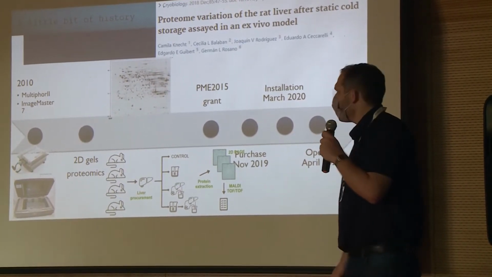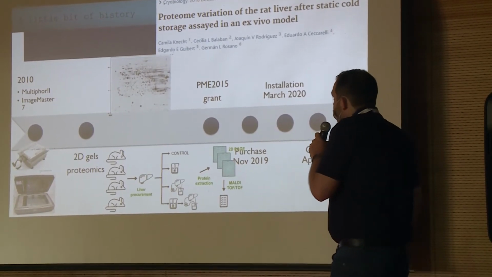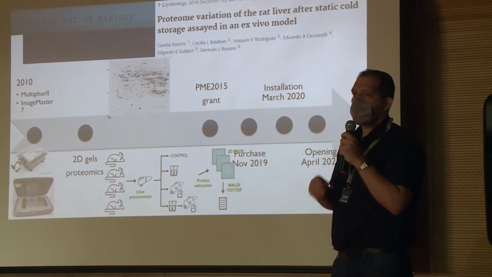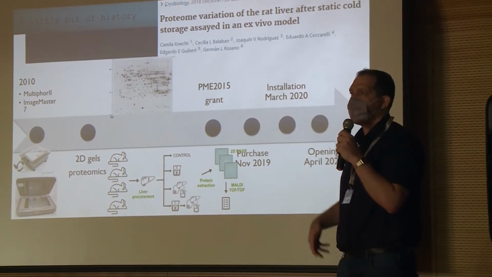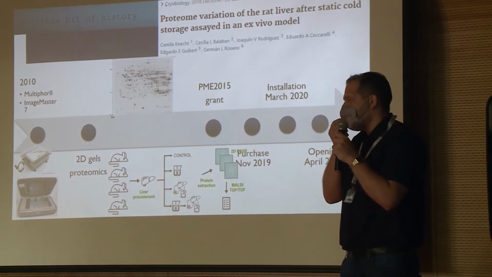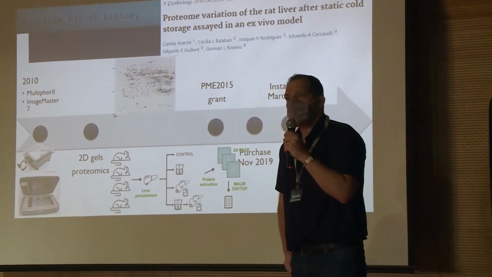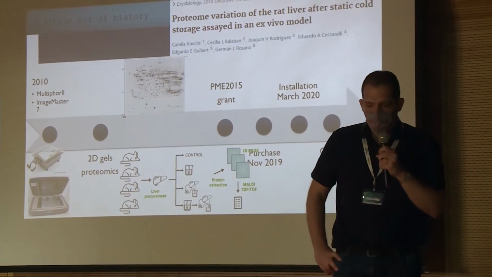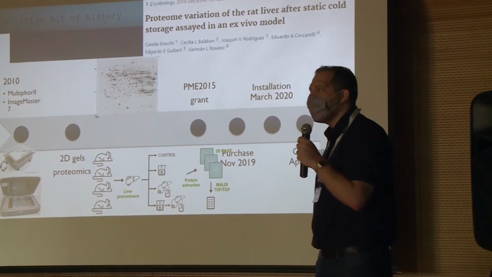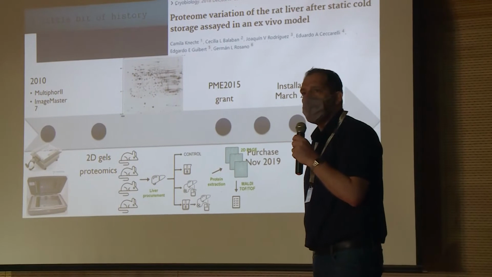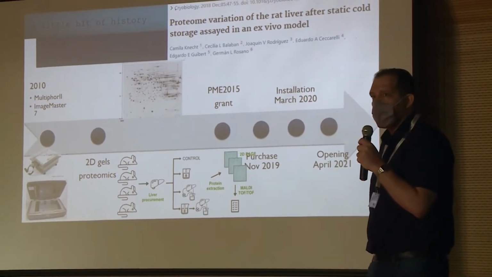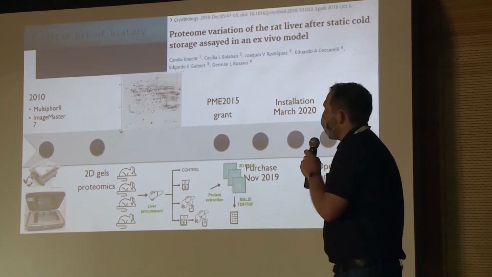In 2015, there was a program called PME, Programa de Modernización de Equipos, that offers really great grants for buying new equipment. They are grants of $1.2 million to buy new equipment. So we had a meeting with all the researchers at the institute, and we made the case that we needed a mass spectrometer at IBR. And the researchers at IBR said, okay, let's go for it. We applied for the grant, and it was approved.